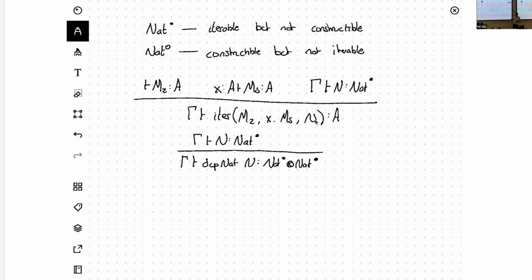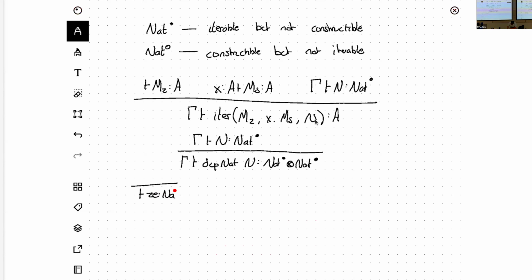However, we're going to be safe because these natural numbers are not constructible. So there's no zero and successor available to us for these natural numbers. So that will stop us from defining addition for these heavy natural numbers. We can't take the input and add it to itself.